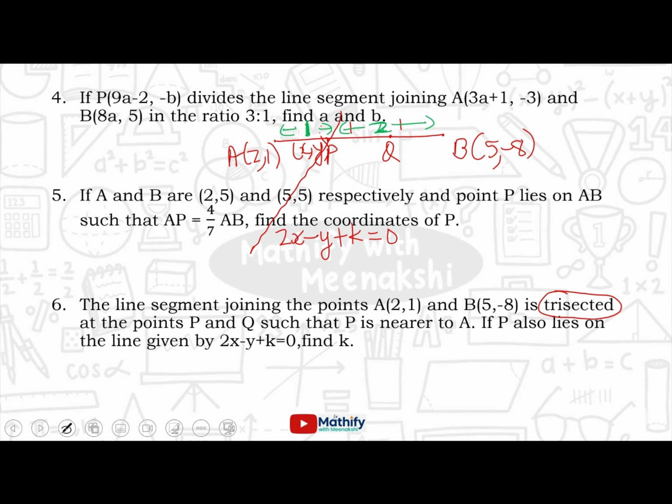Okay, how will we do that? Again, we'll find xy. We'll take the ratio as 1 is to 2. Do cross multiplication: 1 into 5 is 5 plus 2 into 2 is 4, and the sum 1 plus 2 is 3. Again cross multiplication: 1 into minus 8 is minus 8 plus 2 into 1 is 2, again sum 3. So the value of x by y is 9 by 3, minus 6 by 3. You can say 3, minus 2.